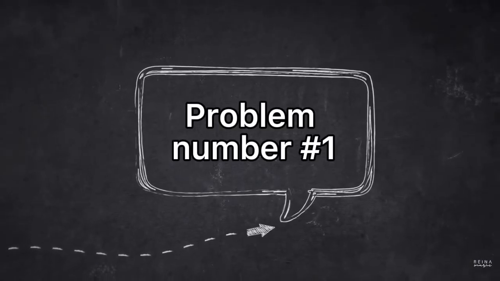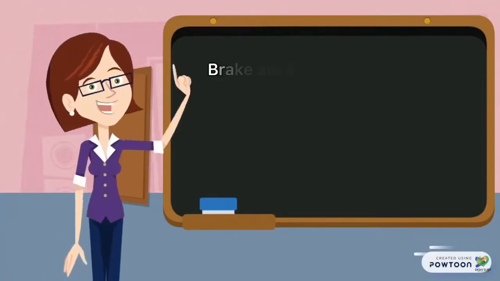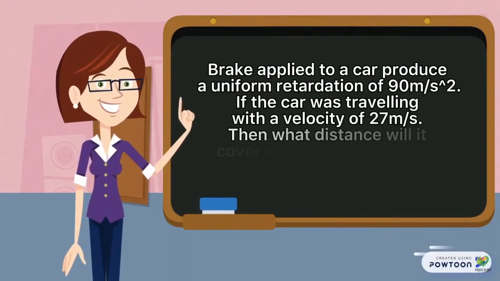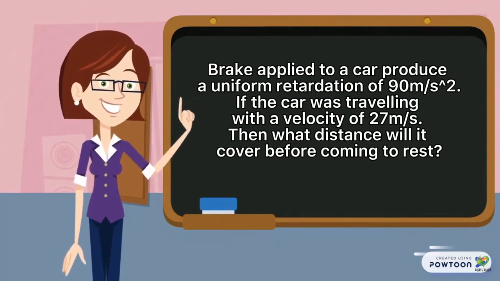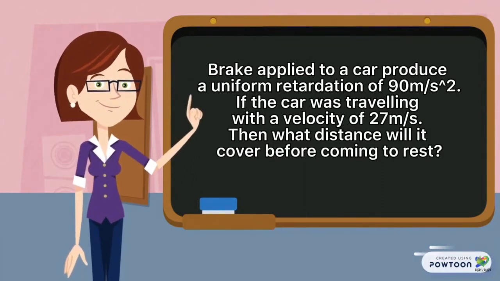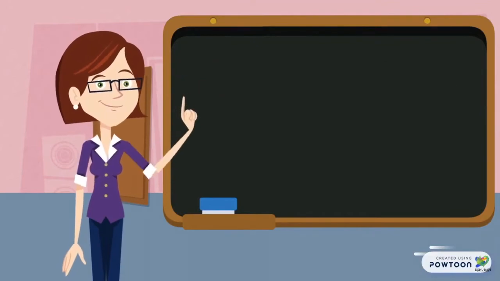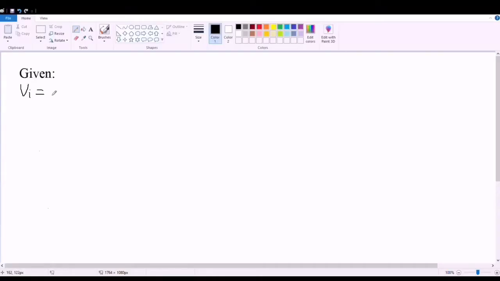Problem number 1. Brake applied to a car produces a uniform retardation of 90 meters per second squared. If the car was traveling with a velocity of 27 meters per second, then what distance will it cover before coming to rest? So, before we start with our problem solving, we first have to put our givens.